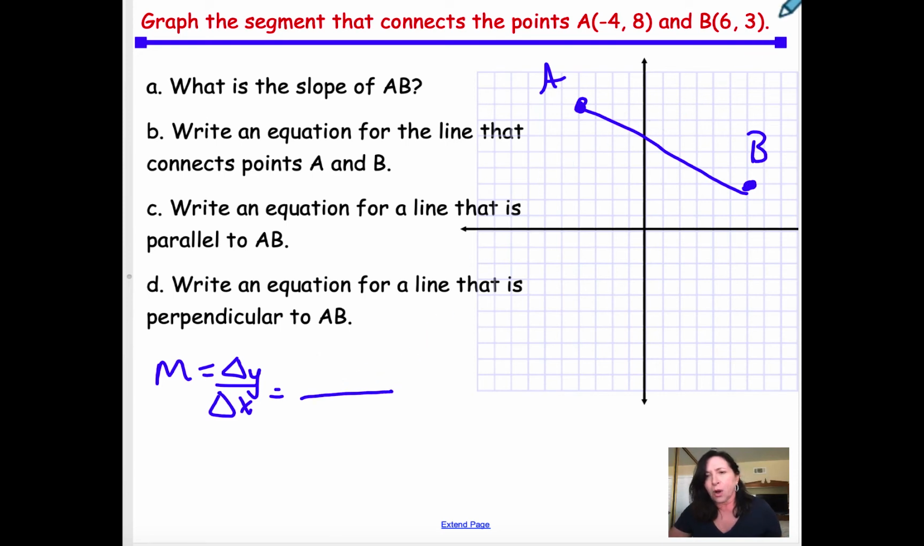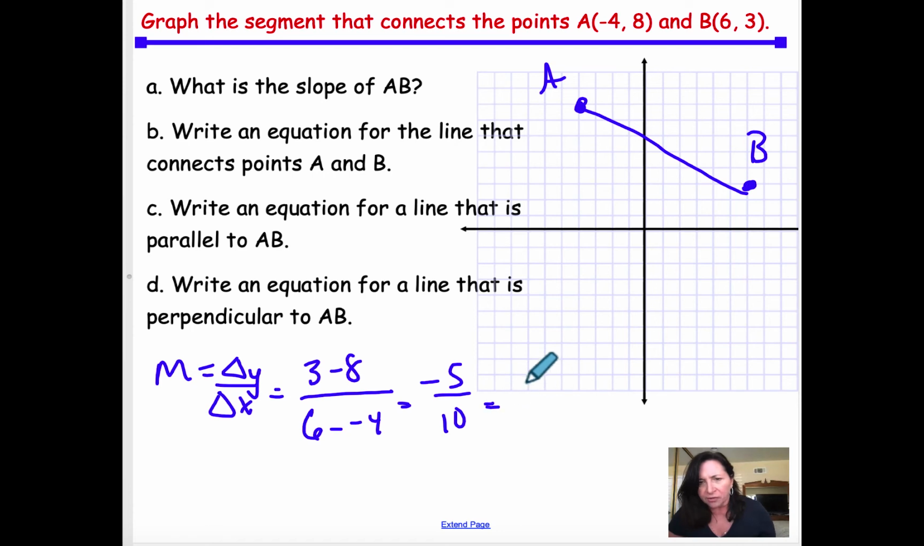So the change in y would be 3 minus 8. Change meaning difference, right? And then the change in x is going to be 6 minus -4. So that's 3 minus 8 is -5. 6 plus 4 is 10. So my slope is -1/2, which does make sense because it is going down, right.